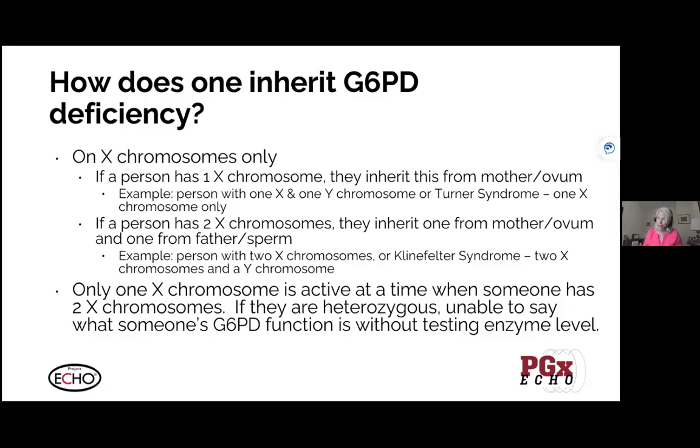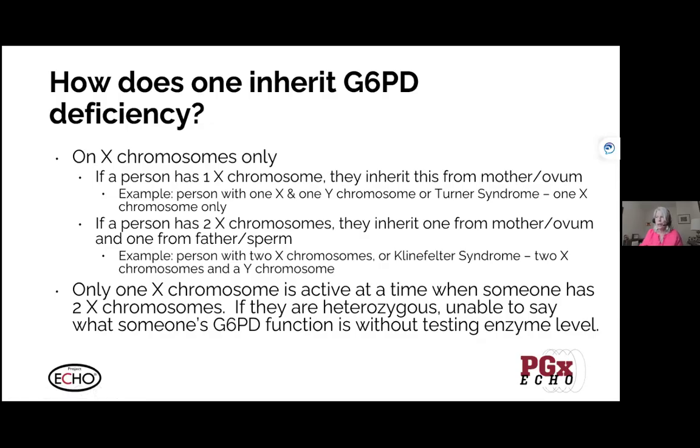So what we consider a traditional male has one X and one Y chromosome, or Turner syndrome. They are often classified as females, but only have one X chromosome. So those people, if they inherit a deficient X chromosome from their mother, they will absolutely have G6PD deficiency.